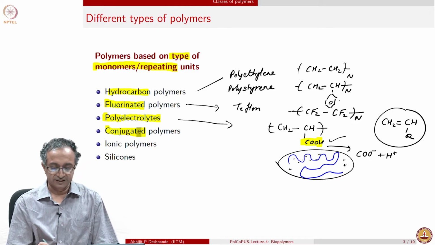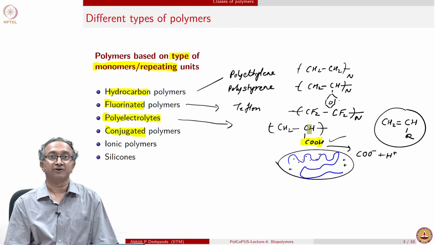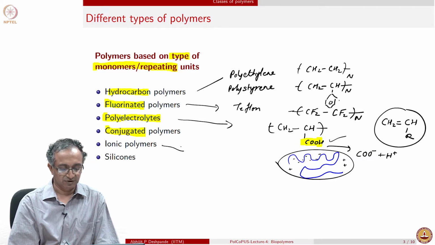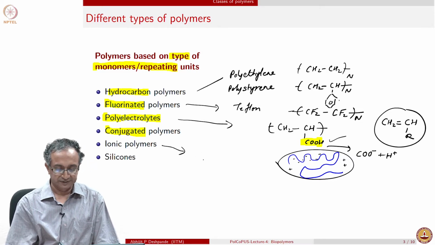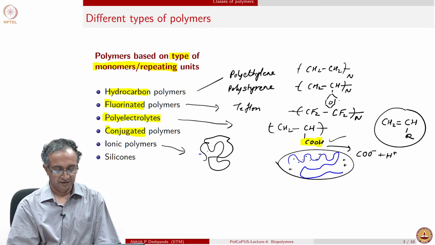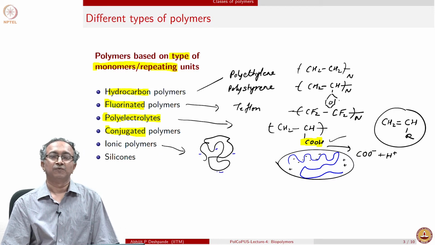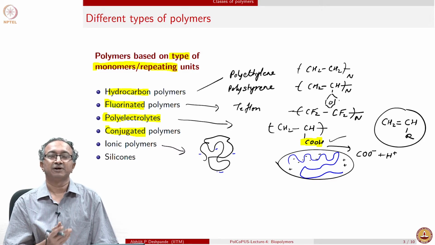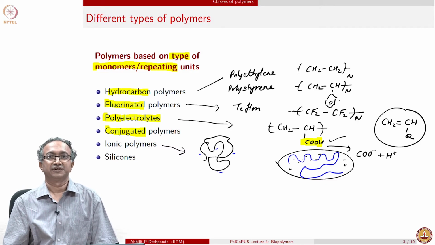Sometimes, instead of every repeating unit having an ionic group, if there are a few ionic groups on the chain, then it's called an ionic polymer. So for example, you may have an ionic polymer where many of the repeating units have no ionic group, but some repeating units have an ionic group.